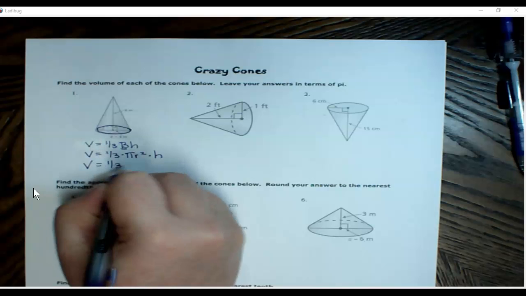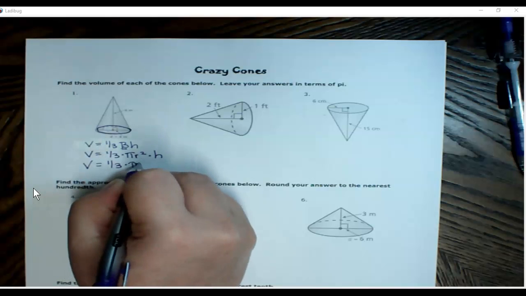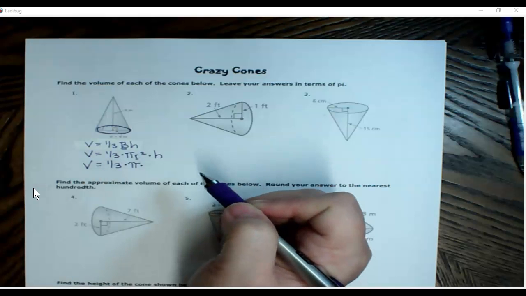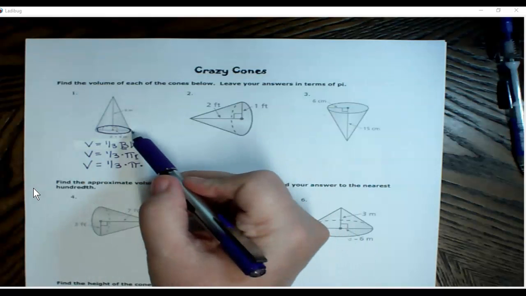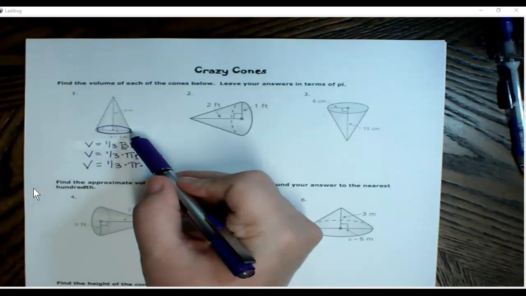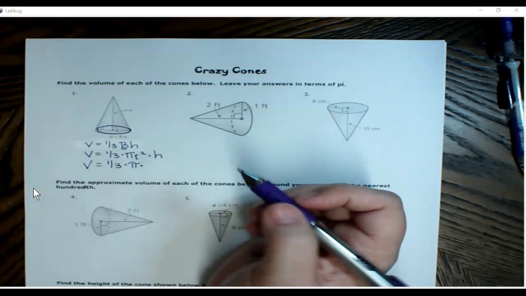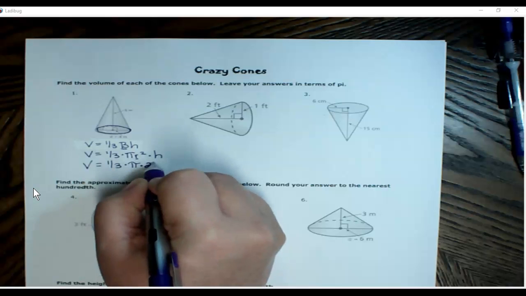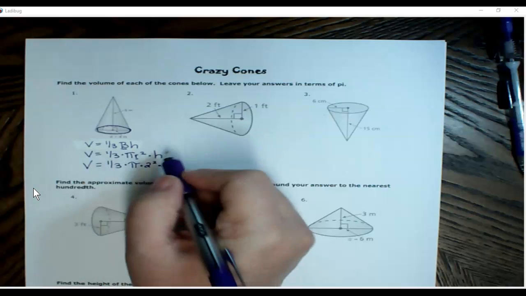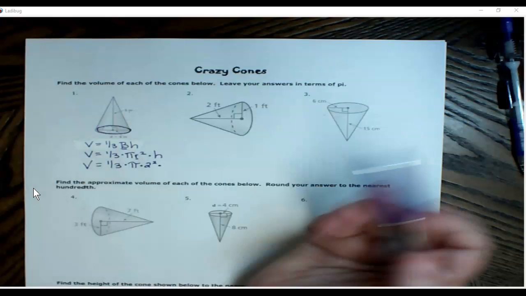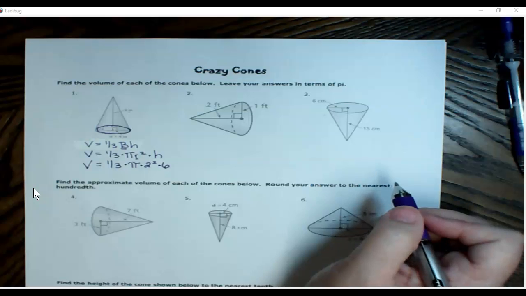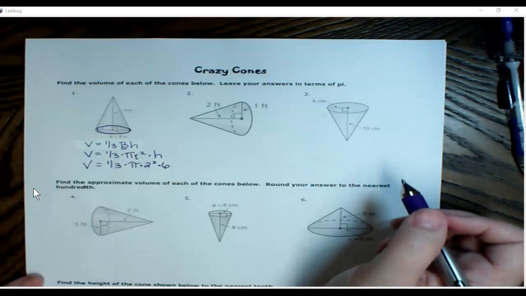1/3 is a number, pi is a number, but now we can substitute in for the radius. Well, what is the radius of this figure? The diameter is 4, so the radius would be 2. Half of the diameter is the radius, so 2 squared times the height. The height here is 6 meters.